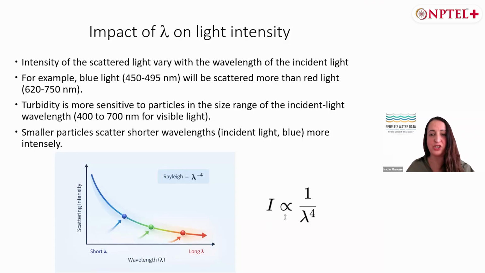Now let's look at this equation here. So when the wavelength of light is smaller, obviously we'll have more scattering. And when the wavelength of light is larger, we will have less intensity. And therefore, turbidity is also sensitive to the particles in the size range of the incident light wavelength, and smaller particles will scatter shorter wavelengths more intensely.